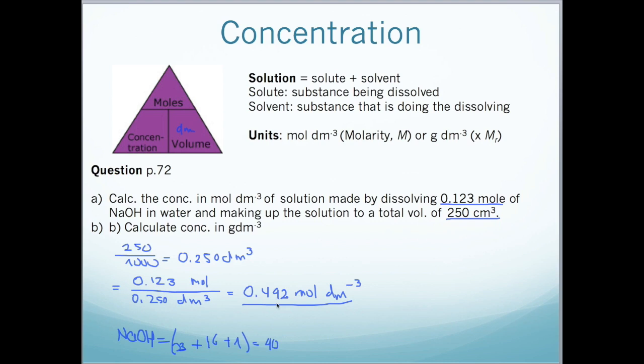So we need to multiply 40, which is the molar mass, by the concentration, which is 0.492, which gives us 119.7, and the units we're given here are grams per decimeter cubed.